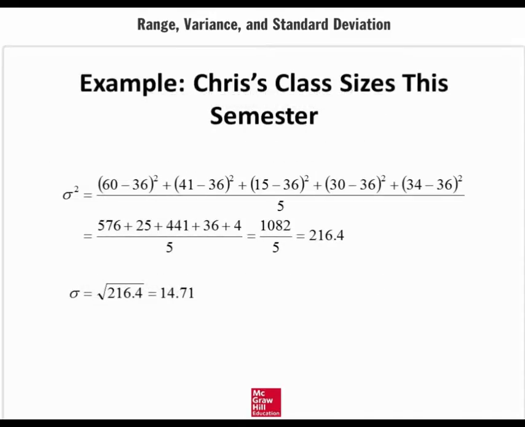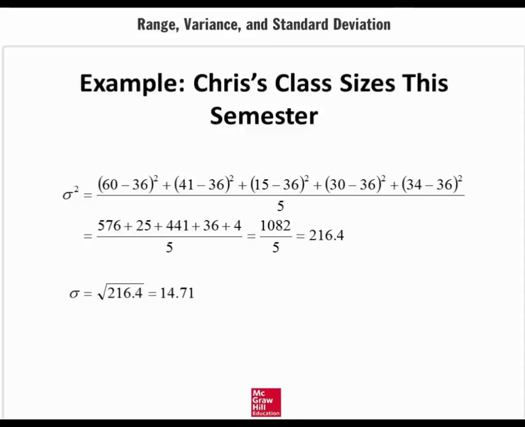By way of example, we will use the data on Chris's class size from the textbook. Chris is taking 5 classes with size 60, 41, 15, 30, and 34 respectively. These are all the classes Chris has taken, so this is a population. The population mean is 36.